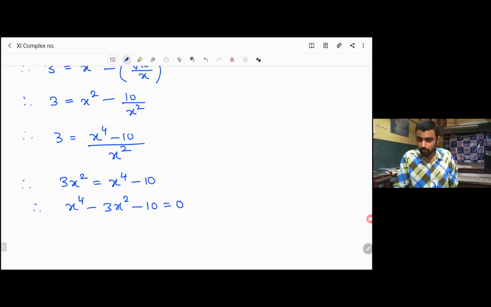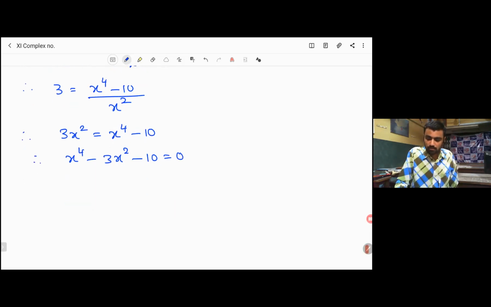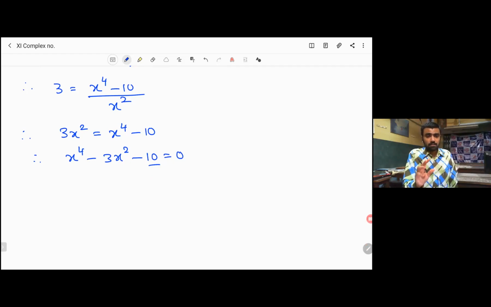Now we have to make a factor for this 10 so as to get 3 on subtracting. So what factor of 10 will come so that on subtracting we get 3? 5 2s are 10, and 5 minus 2 is going to become 3. So I am going for the direct method of this factorization.